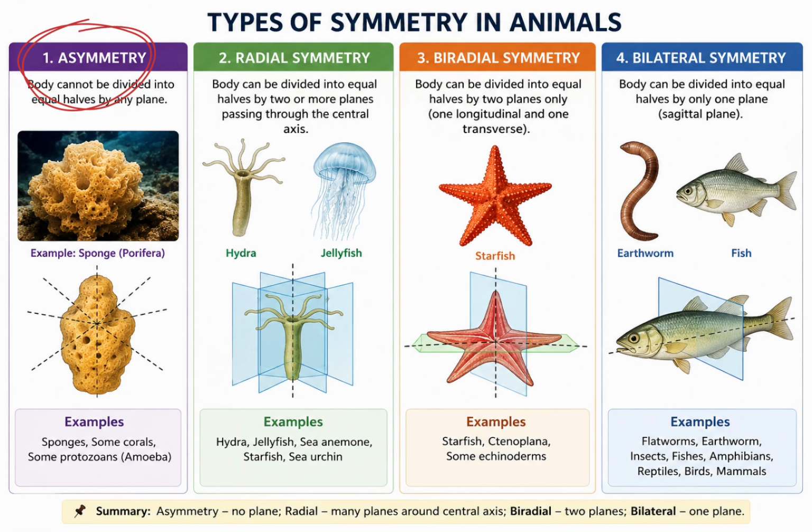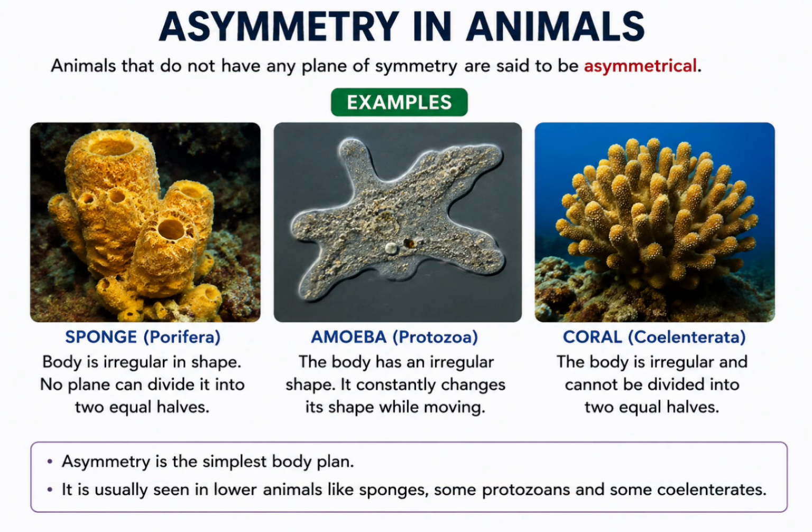So animals with asymmetry generally have an irregular body shape, so their body cannot be divided into two equal halves by any plane, because most of them are sessile, meaning they remain attached to a surface throughout their life. For example, Spongilla, Scypha in phylum Porifera.